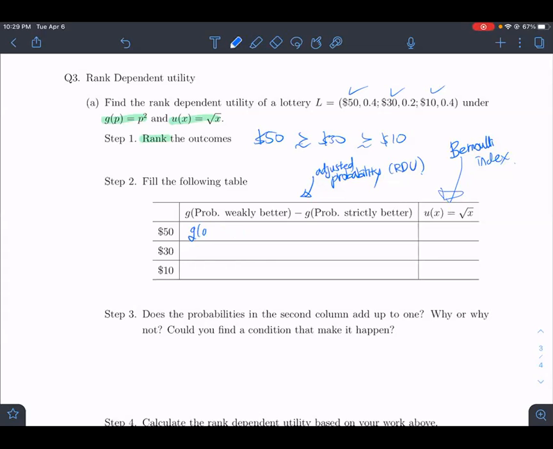Let me make it smaller to make some space. Minus. Now, what's the probability of getting an outcome that is strictly better than $50? There's nothing, 0. And then what do you do from here? You use this weighting function here, okay? So G of P is P squared. So G of 0.4 is 0.4 squared minus 0 squared, which is 0.16. This one, the second column, is just square root of 50. Any questions? So you just do this.